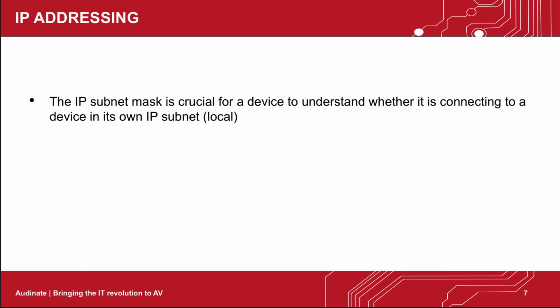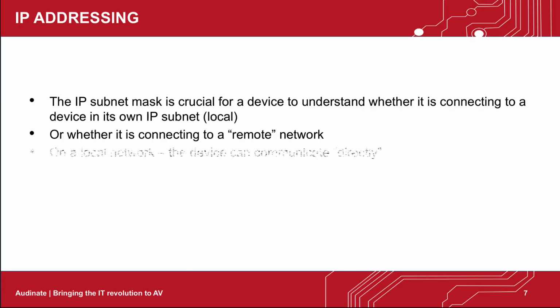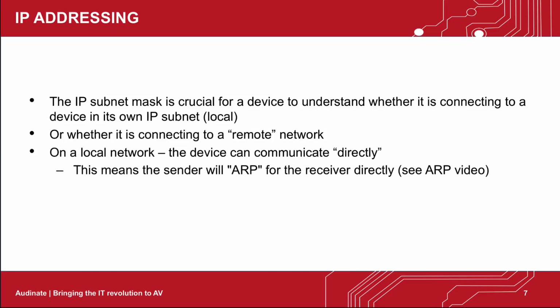The IP subnet mask is crucial for a device to understand whether it's connecting to a device in its own IP subnet, which would be a local transaction, or whether it's connecting to a remote IP address on a remote network. On a local network, the device can communicate directly. This means the sender can construct an Ethernet frame and will communicate with the receiver directly. This means the sender will ARP the receiver directly. For more information on how ARP works, please refer to the ARP module in this course.